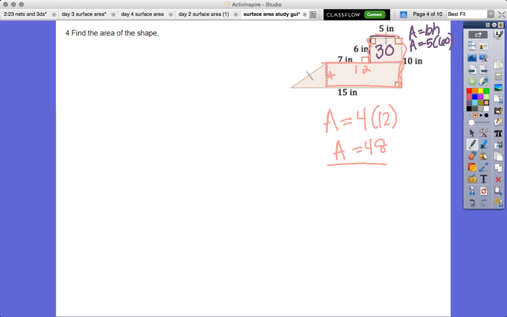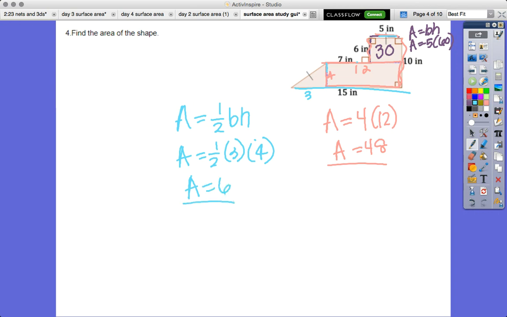All right, so now let's look at the triangle. We know that the height is 4. If this whole thing is 15, this is 7, and this is 5, then this part has to be 3. So we're going to say that area equals 1/2 base times height, and area equals 1/2 times 3 times 4. And that gives me an area of 6.